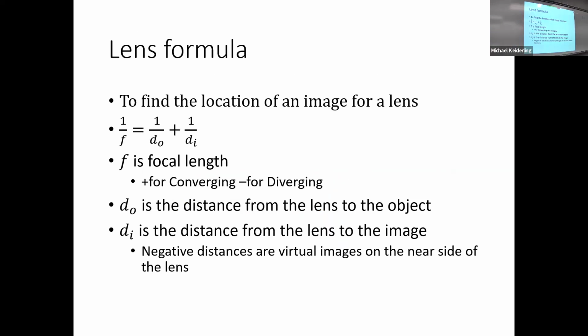The lens formula is 1 over the focal length equals 1 over DO plus 1 over DI. Focal length is positive for converging lenses, negative for diverging lenses. DO is the distance from the lens to the object. DI is the distance from the lens to the image. Negative image distances are virtual images on the near side of the lens.